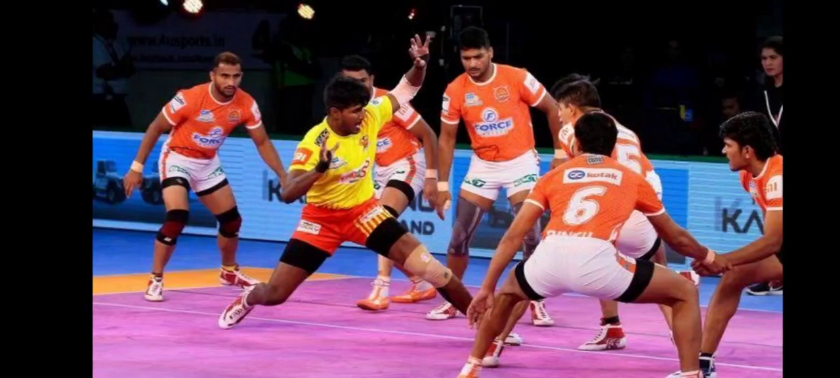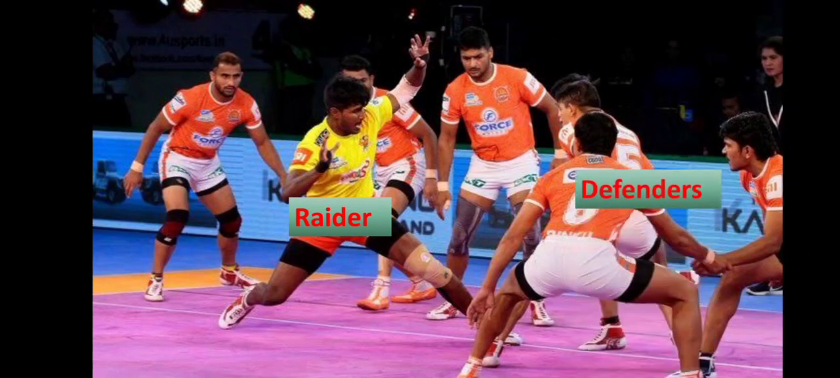Players from each team take turns running across the center line to the other team's side, saying Kabaddi Kabaddi continuously. A player who goes to the opposite team's court to earn points is called a raider. You can see, this is the raider. And the players of the opposite team who defend against the raider are called defenders. Okay, these all are defenders.